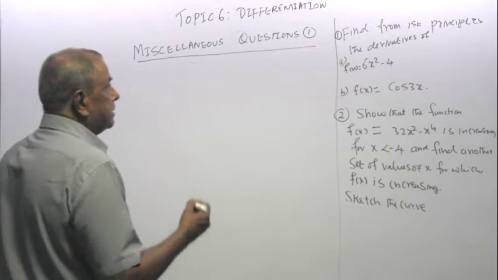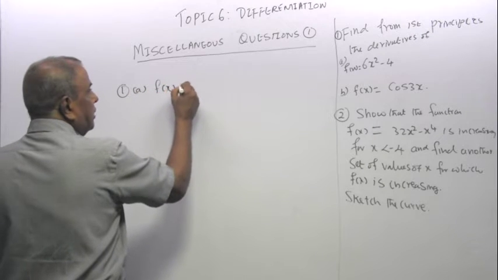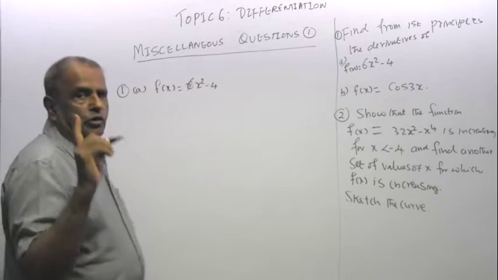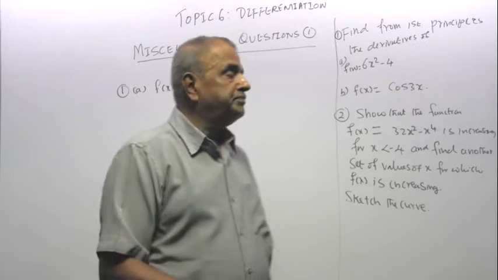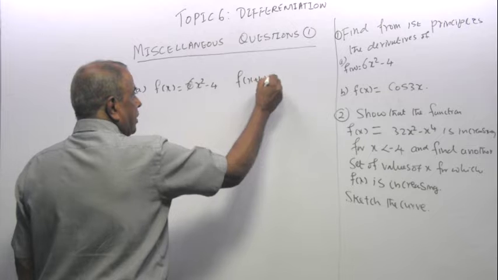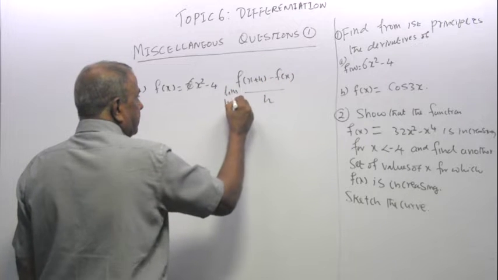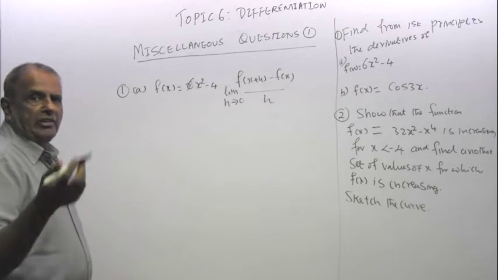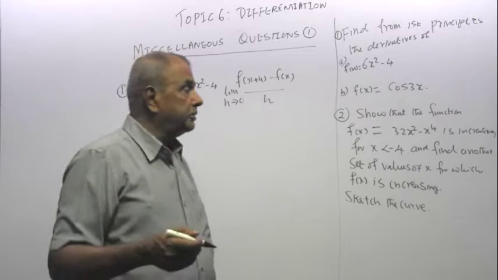Find from first principles the derivative of f of x equal to 6x squared minus 4. Please understand, you do first principles only if they ask you. Otherwise, you have your formula sheet and you just use them. So we use this formula, f of x plus h minus f of x divided by h, taking the limit as h tends to 0, or like the way people in India would do it, delta y by delta x, a limit as delta x tends to 0.